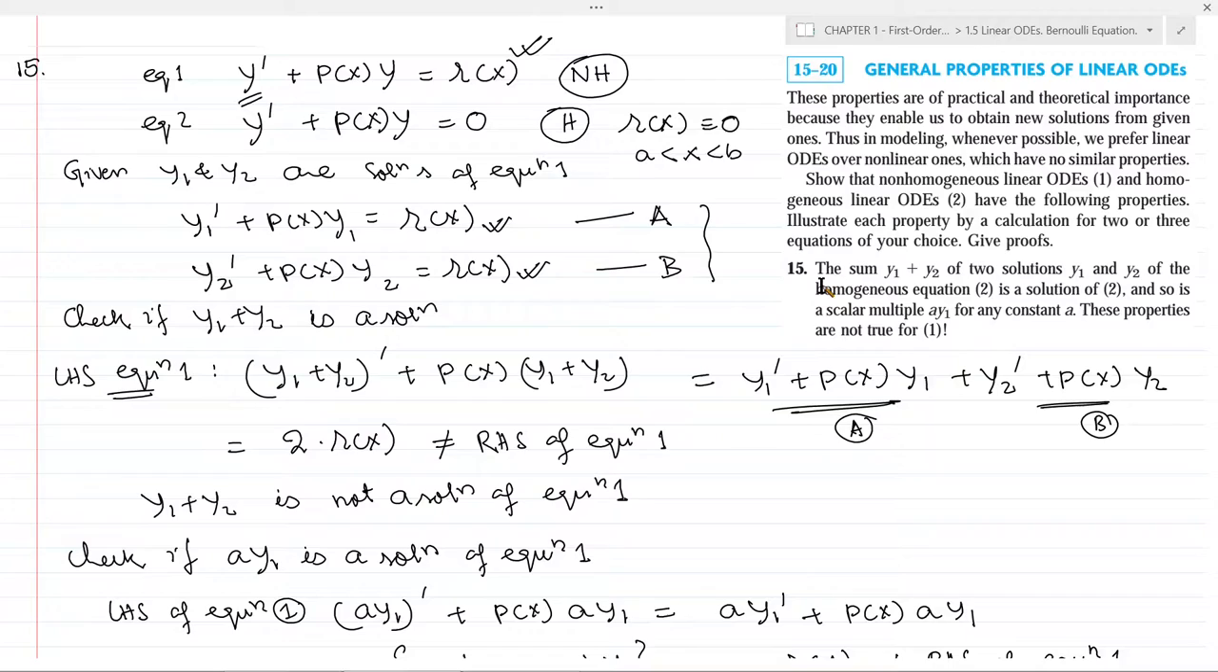That is, if y1 and y2 are two solutions of a homogeneous linear ODE, then y1 plus y2 will also be a solution of the homogeneous linear ODE, and its scalar multiple of any one solution, that is A y1 or A y2 for that matter, will be solutions of the homogeneous linear ODE. And these two properties will not hold true for non-homogeneous linear ODEs.